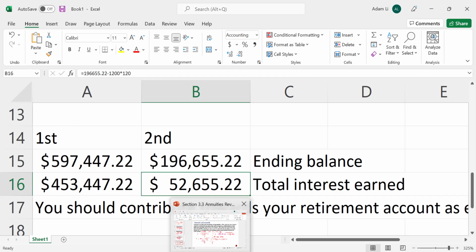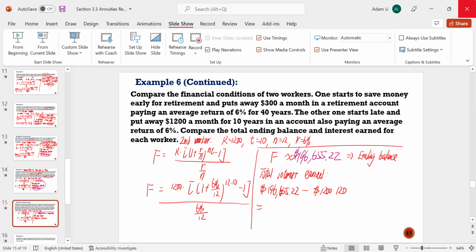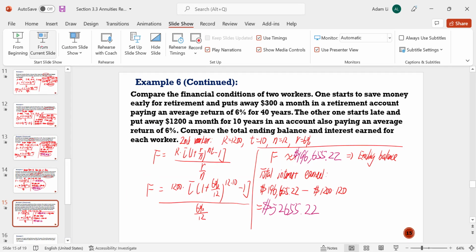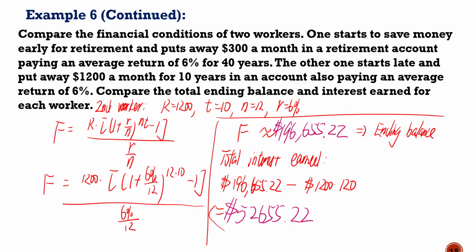Right? So $50,655.22. All right, so definitely the first worker is so much better. It's so much better because he starts early and contributes towards the retirement account.